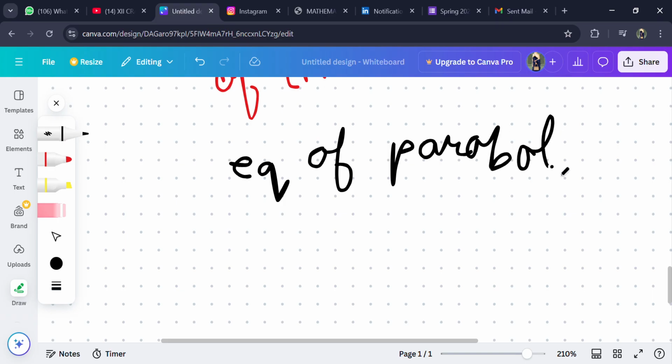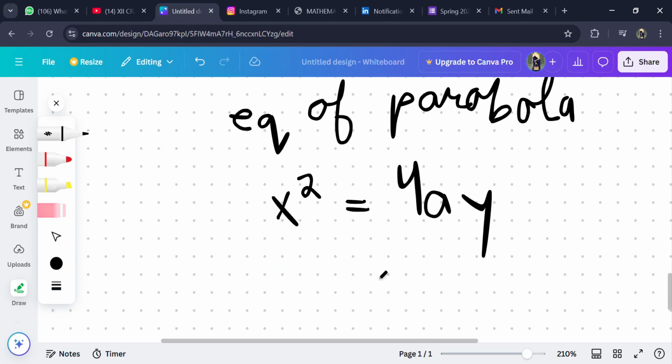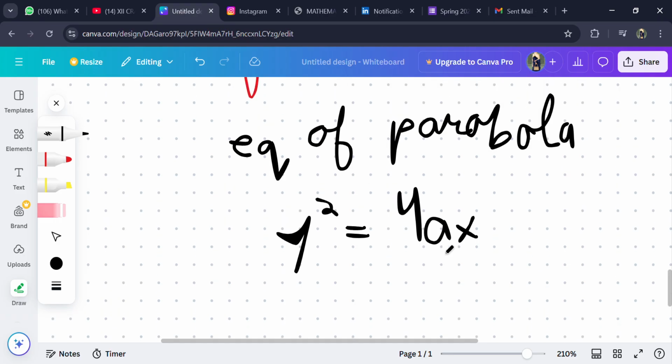Always keep this in mind whensoever you are studying the equation of parabola. So for the equation of parabola where the parabola is on the axis, we do have x square is equal to 4a times y. This is the equation for a parabola that is on the y-axis. For the x-axis, we'll replace this y with x and this x by y square.